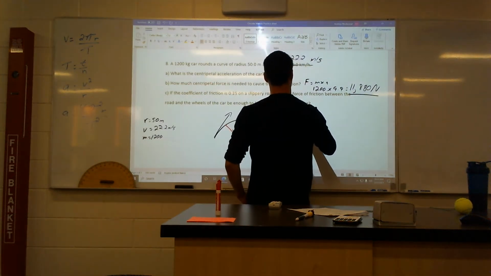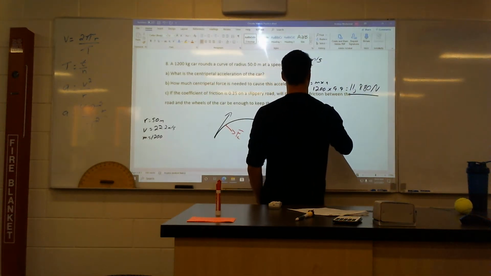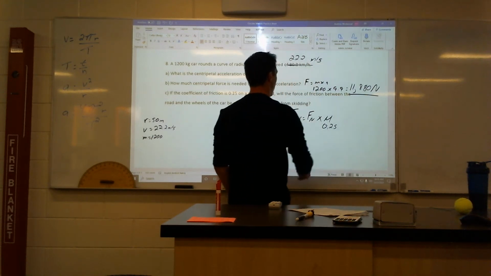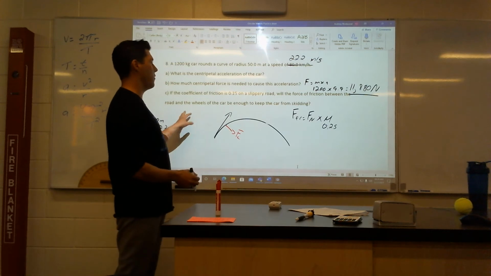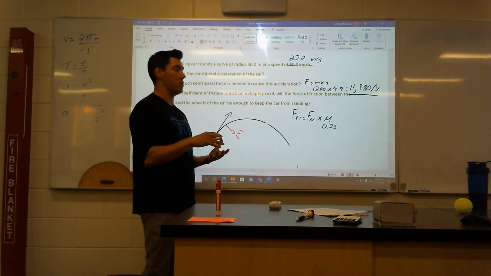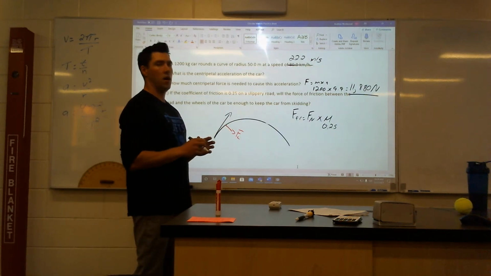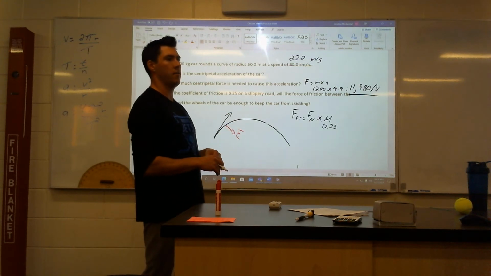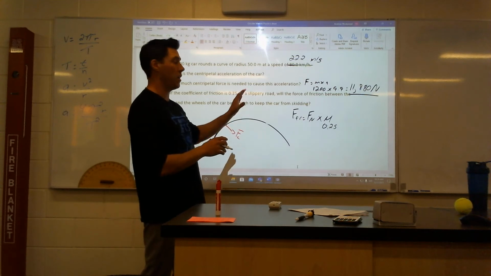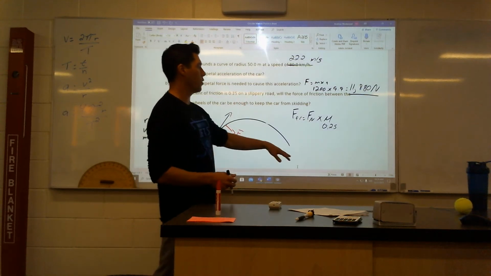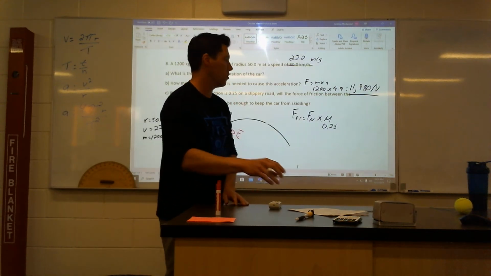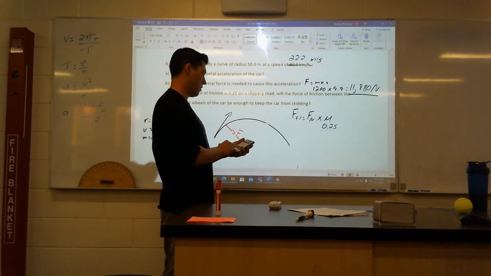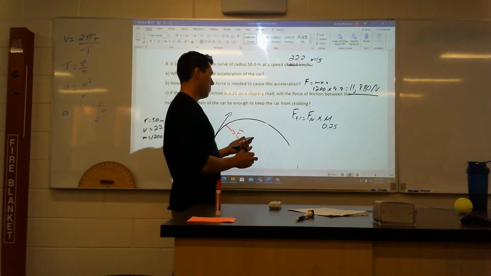Force friction equals force normal times mu. We have mu, 0.25. Force normal in this sense will just be force of gravity. There's no angle whatsoever, so nicely, we don't have to worry about finding a force parallel or a force normal with an angle. It's just on a flat road, so same as force gravity. So force gravity is going to be just 1200 times 9.8.